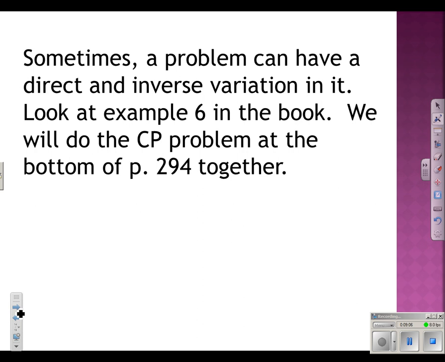Sometimes a problem can have direct and inverse variation in it. Take a look at example 6 in your book. This is one example of when you have both a direct and an inverse variation going on. We're going to do the checkpoint problem at the bottom, which gives us another example.